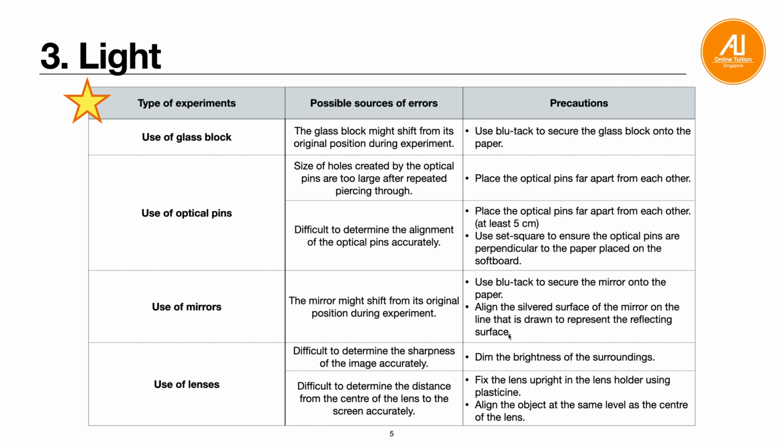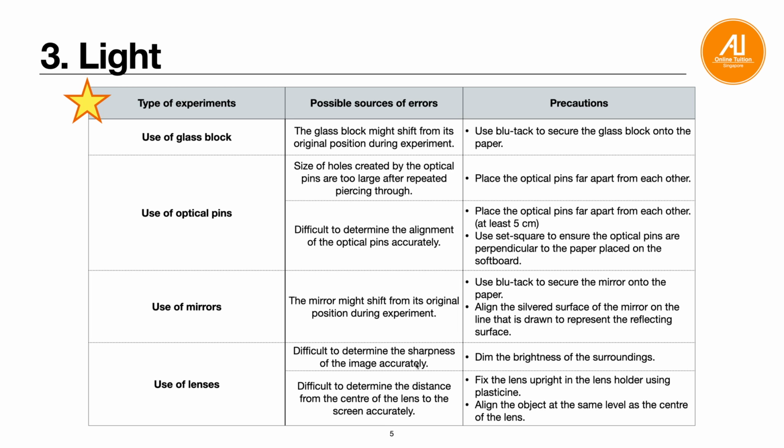Okay, not the front of the mirror, but the reflective surface of the mirror should be on the line. Try to take note, very important, because sometimes your mirror will have some thickness. So do not align it to the front of the mirror, align it to the silver surface of the mirror on the line. Very important, this one.